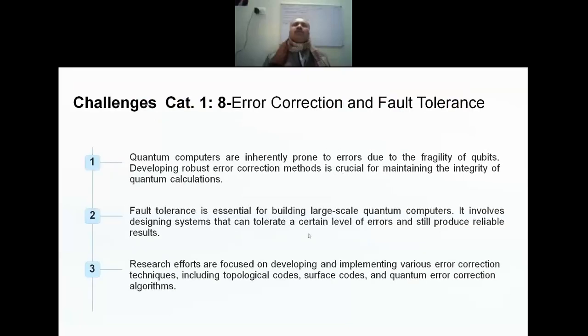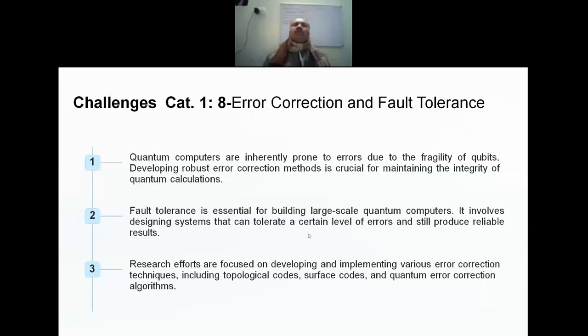Next is error correction and fault tolerance. I have also discussed this in the initial slides. Quantum computers are inherently prone to errors due to the fragility of qubits. Due to what? Due to noise. Developing robust error correction methods is crucial here. Fault tolerance is essential for building large-scale quantum computers ultimately. That's why research efforts also focus on developing error correction techniques.